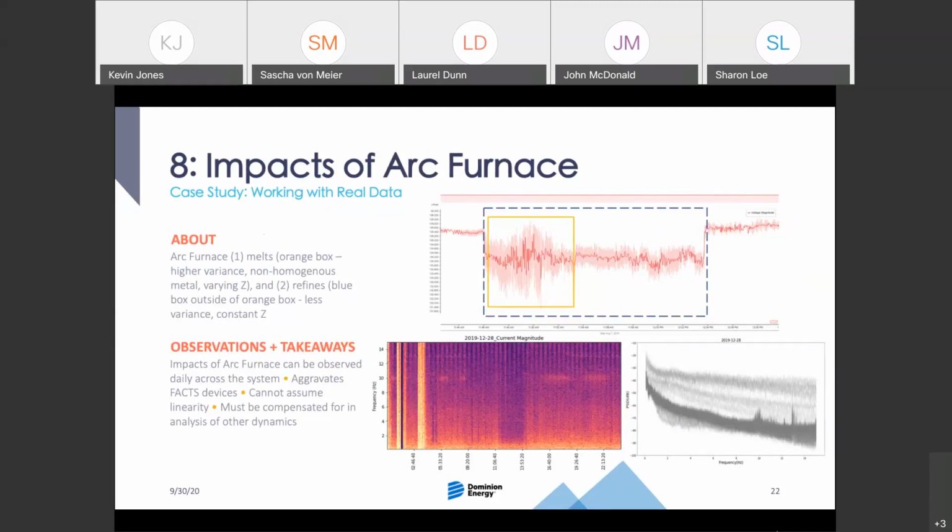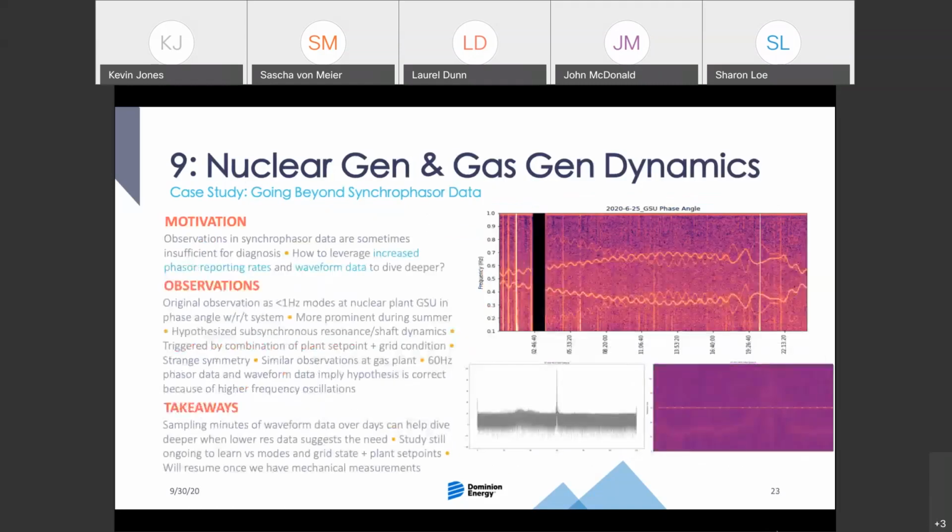It's pretty radical. So check that out on the internet if you're interested. And our last case study here is about our nuclear gen and our gas gen.